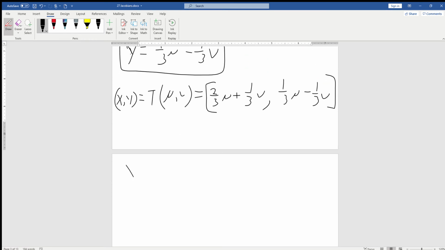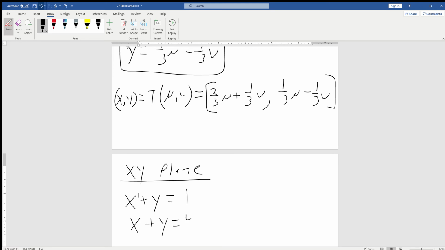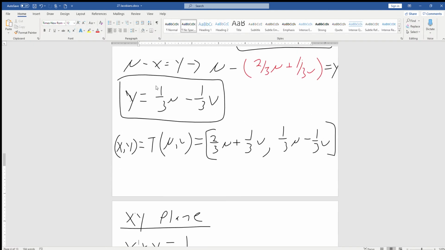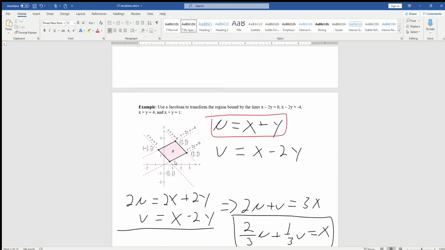So first of all, we have the xy plane. In the xy plane, we had x plus y equals 1. We had x plus y equal to 4. I'm getting these all the way back up top from this original graph. So we have x plus y equals 1, x plus y equals 4, x minus 2y is negative 4, and x minus 2y is 0.